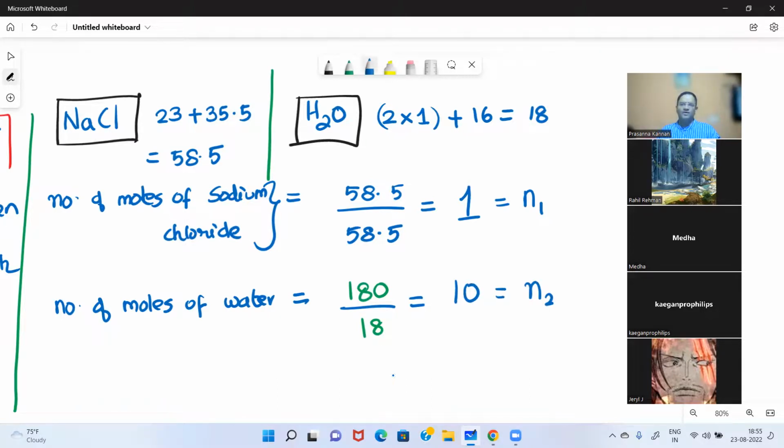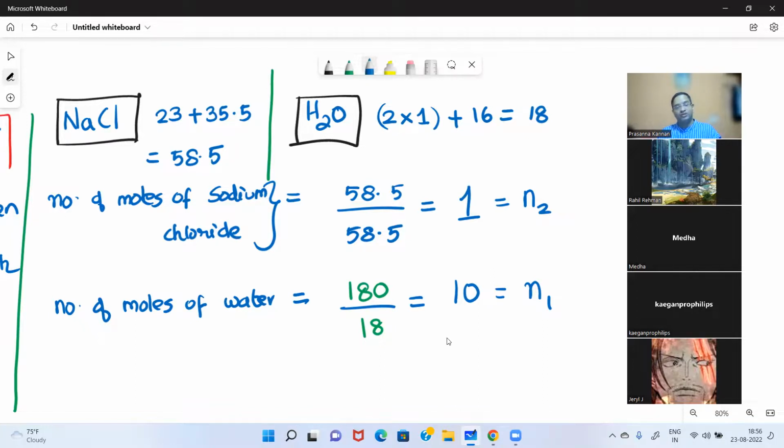You can write solvent as N1 and solute as N2, whatever is convenient for you. The usual convention is that solvent is taken as N1, solute is taken as N2. It does not matter actually. Okay, fine. So the number of moles of water is 10. The number of moles of sodium chloride is 1.